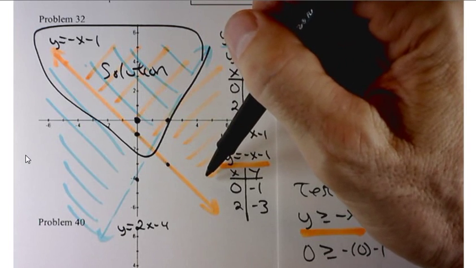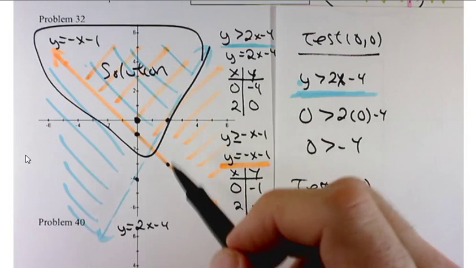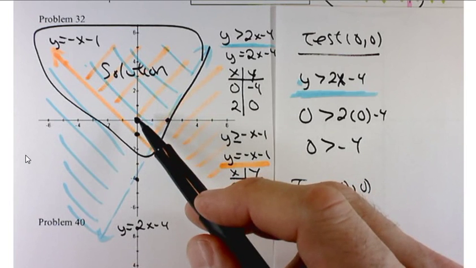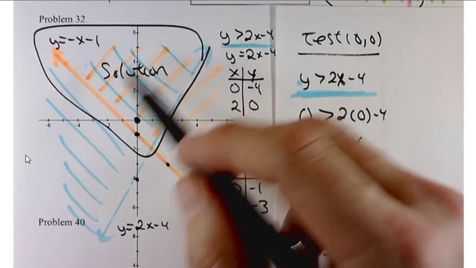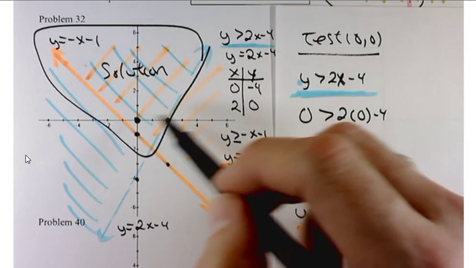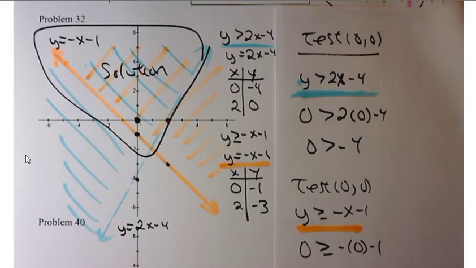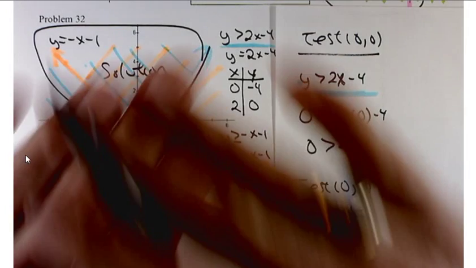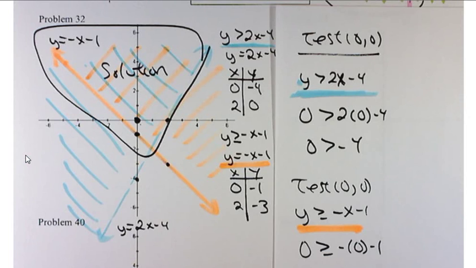And I did that for this line too. I tested out another point. It also happened to test out true. So I shaded the same side of the line that that point was on. So I shaded kind of above to the right on this line. Now those two shaded regions overlapped. And where they overlap, that's your solution.